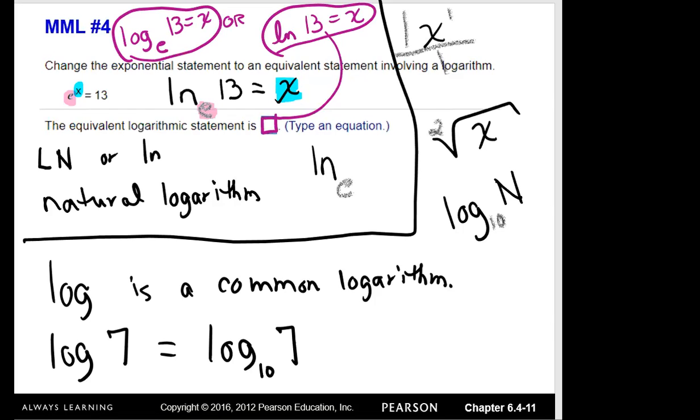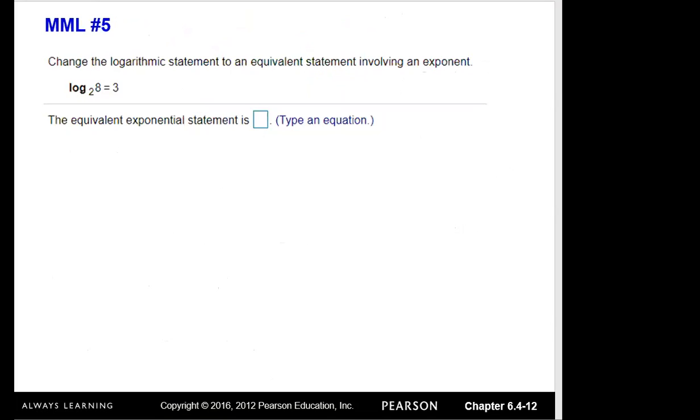All right, so that's converting from exponential to logarithmic. And now let's put our brains in reverse and go backwards. Now they're gonna give you something in log form and they want you to write it as an equivalent statement involving an exponent.